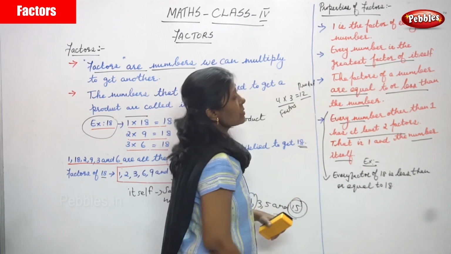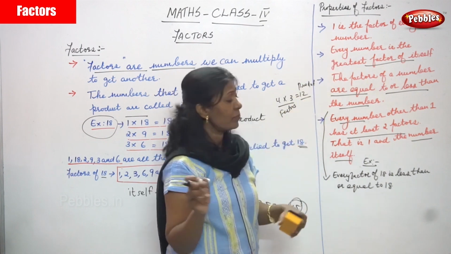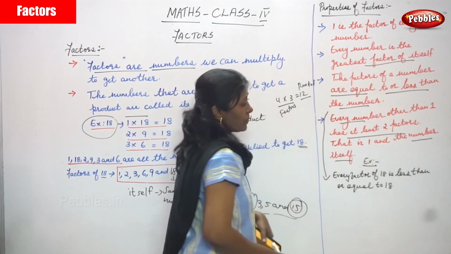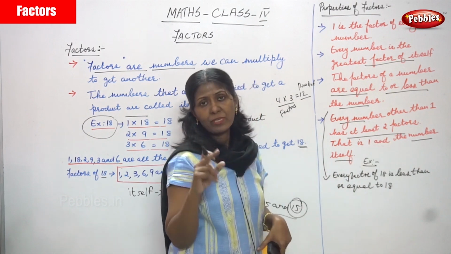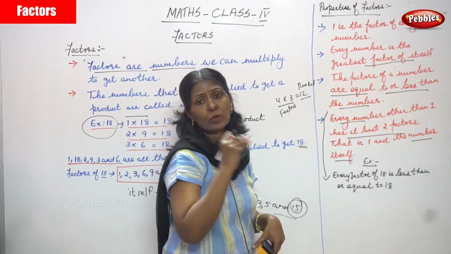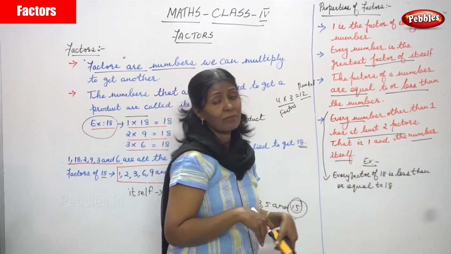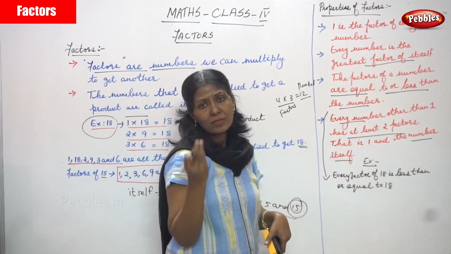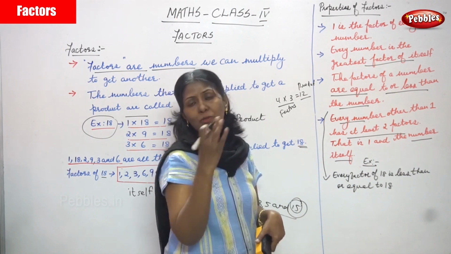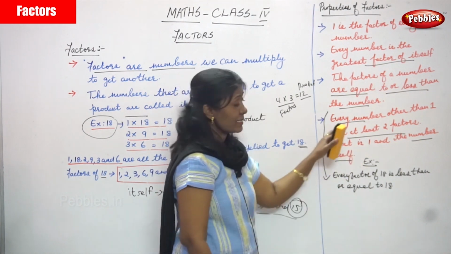A property of factors: 1 is the common factor. That is, 1 is the factor of every number, and then what is the next one? The number itself. For example, 15 means 1 and 15. 1 is a factor of every number, and 15 means the same number is a factor itself. That is what is given. 1 and 18, 1 and 16, 1 and 14, 1 and 10, 1 and 5, 1 and 2. These are the examples of this particular property.